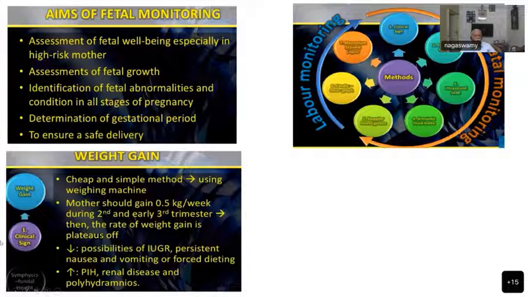Clinical sign, weight gain: a cheap and simple method. Just using a weighing scale, you can find out. The mother should gain at least 0.5 kg per week during the second and early third trimester. Then the rate of weight gain plateaus off. It may decrease if there is IUGR, persistent nausea, vomiting, or forced dieting. And an increase in weight can happen because of PAH, renal disease, and polyhydramnios.